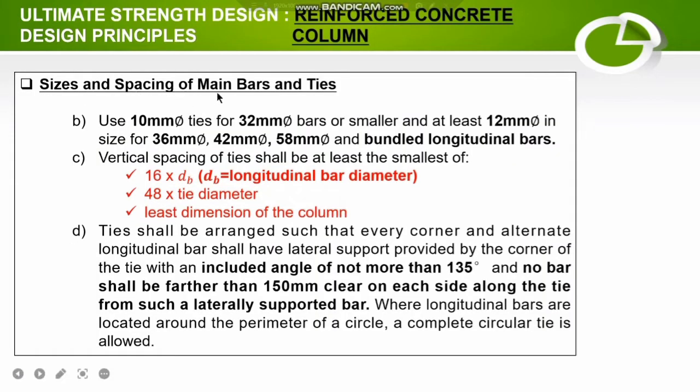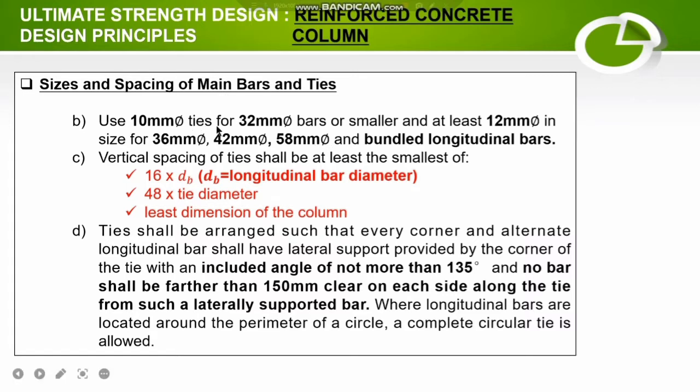So, the sizes and spacing of main bars and ties. Use 10 mm diameter ties for 32 mm diameter bars or smaller, and at least 12 mm diameter in size for 36 mm diameter, 42 mm diameter, and 58 mm diameter and bundled longitudinal bars.